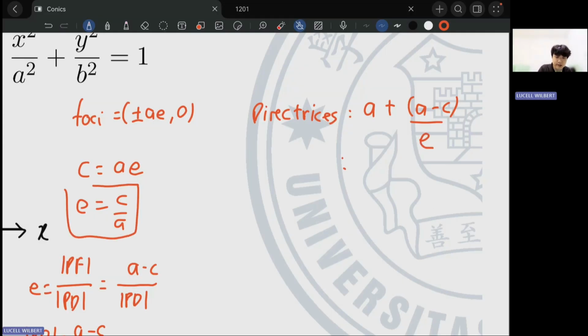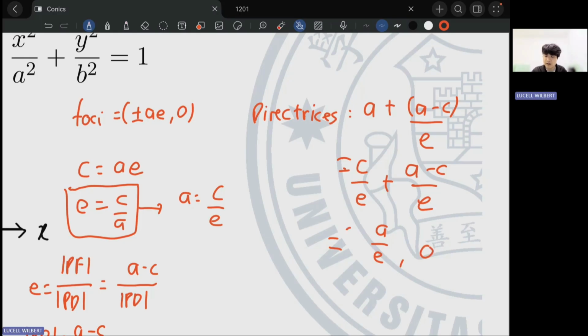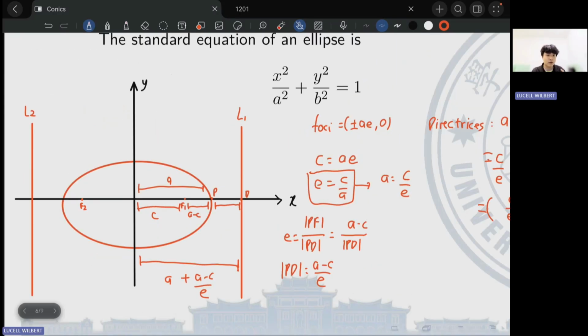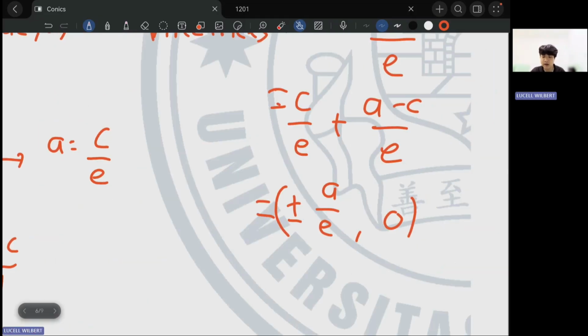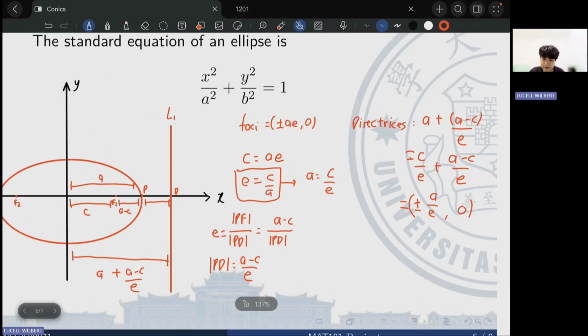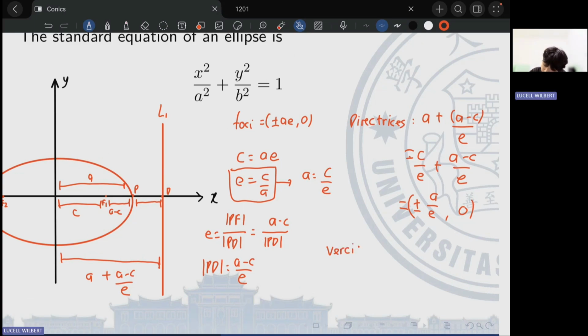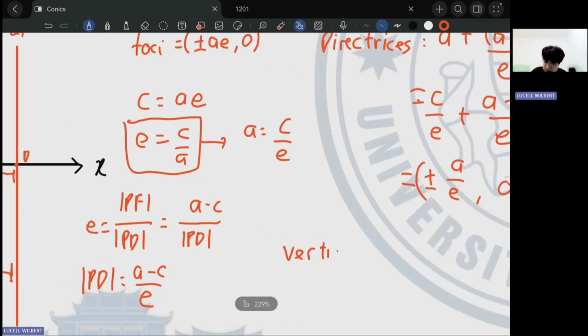From the eccentricity equation, we can get a equals c over e. Then we change a into c over e, plus (a minus c) over e. Therefore, we get a over e, comma 0. This is for the center at (0, 0). But we must not forget that there are two foci and two directrices. Therefore, this becomes plus minus ae, comma 0. And there are also the vertices, which are plus minus a, comma 0.